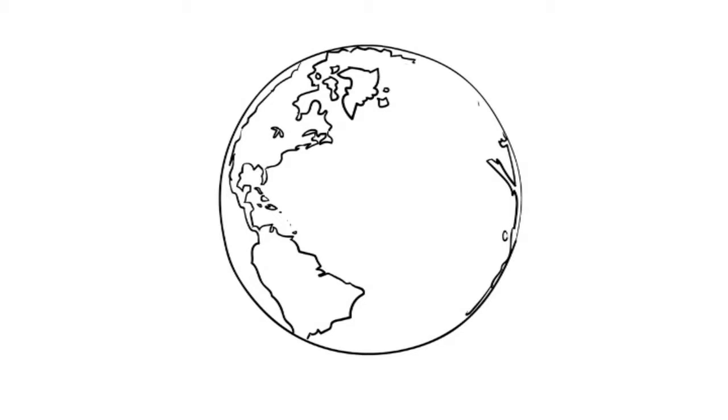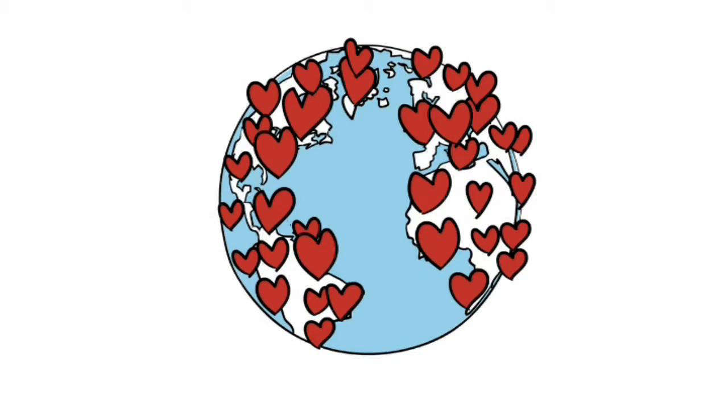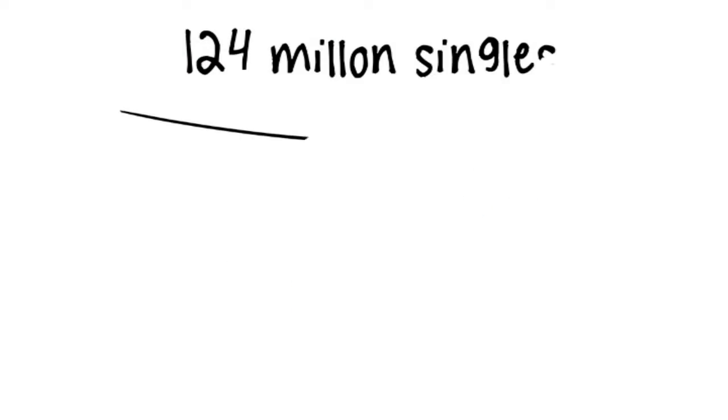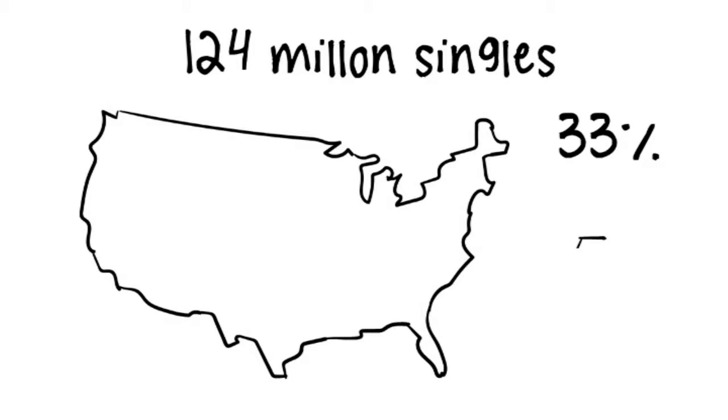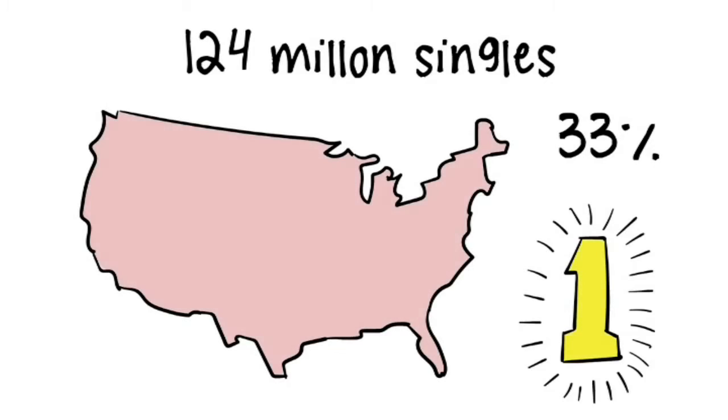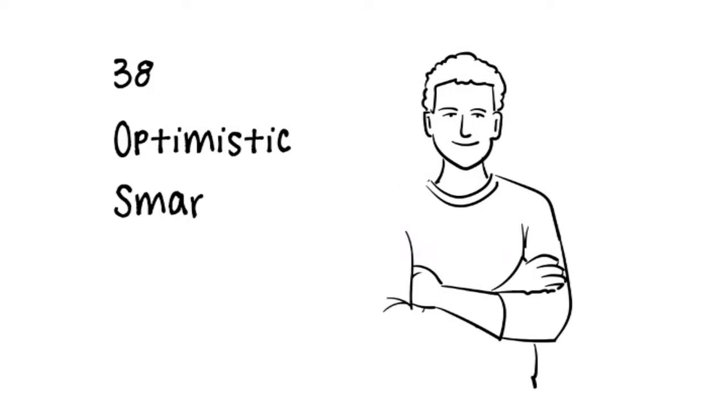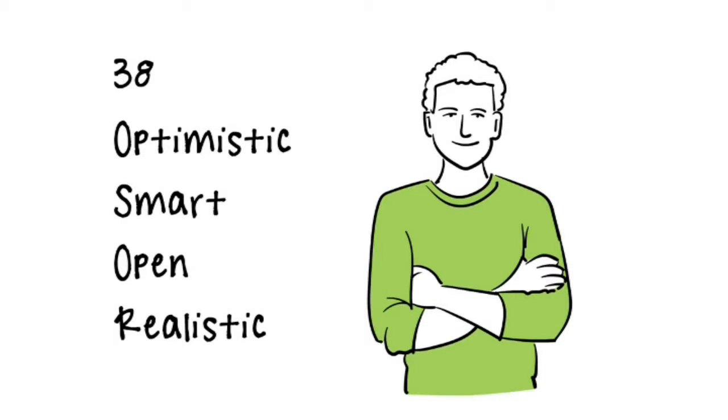All over the world, people are looking for love. Out of the 124 million single people in the United States, 33% are looking for true love, to find that special one. Take Caleb. He's 38 years old, optimistic, smart, open, and realistic. He's tired of introductions in the bar scene and has had one bad date too many. He's ready to settle down, and he's willing to try online dating.